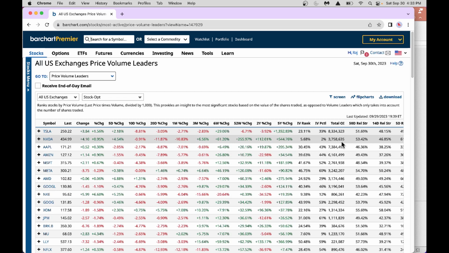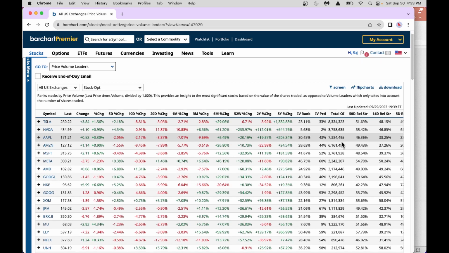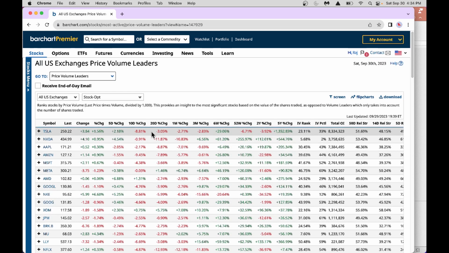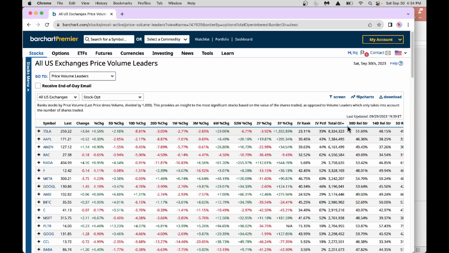So I don't spend too much time looking at all the stocks. I typically look at the stocks with the highest open interest. These are very, very liquid stocks, as you can see here. I could just click on this here and sort in descending order. Look, Tesla is the top stock, as you can see here. And I could also look at the percentage change today and the dollar change and 5-day change, 10-day change, and so on and so forth.